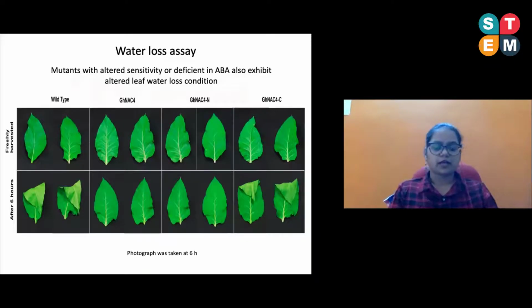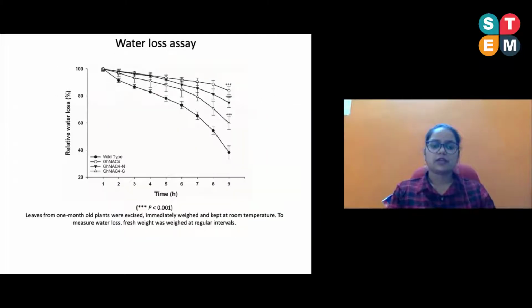And after 9 hours, we see that the wild type plants have lost a lot of water as compared to the transgenics, and the C-terminal domain transgenics did not fare as well as the N-terminal domain or the full-length transgenics. Now, this could partially be due to the inability to close stomata, as we've seen earlier, because of insensitivity to ABA. Here is the graph showing quantification of the water loss by the transgenics and the wild type over a period of time.